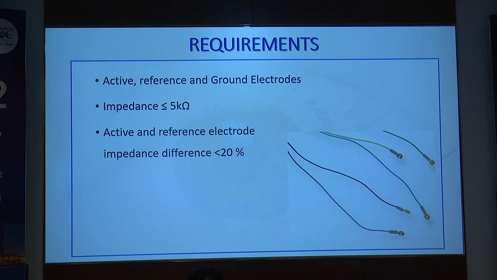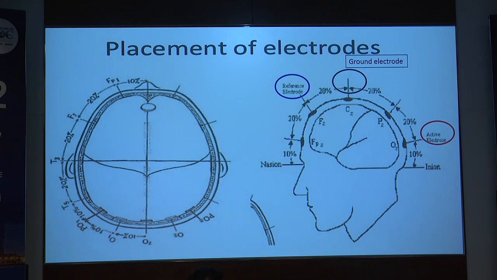So the requirements here, we'll have an active, reference and ground electrodes having impedance less than 5 kilo ohms. The active and reference electrode impedance difference should be less than 20%. The placement of the electrodes follows the 10-20 rule, in which the whole head is divided from the nasion to the inion in different parts. The active electrode is placed at OZ, the ground electrode is placed on the top of the head, and the reference electrode is placed at point FZ.